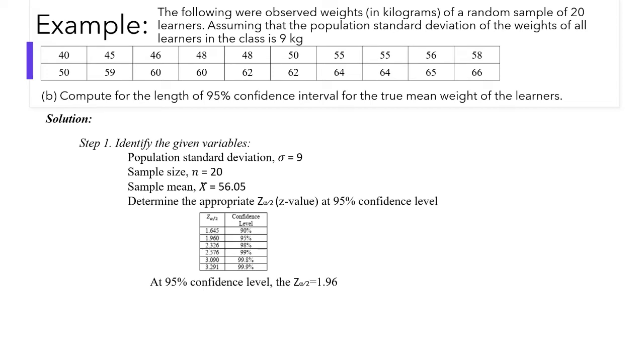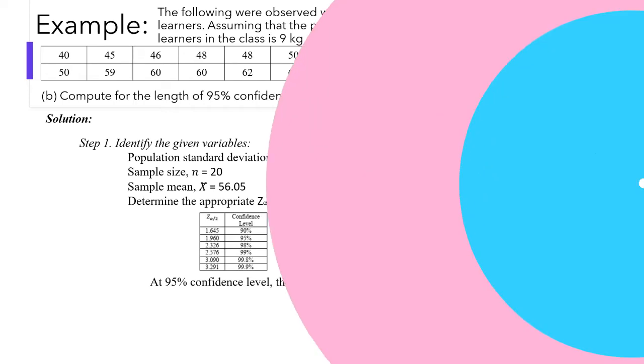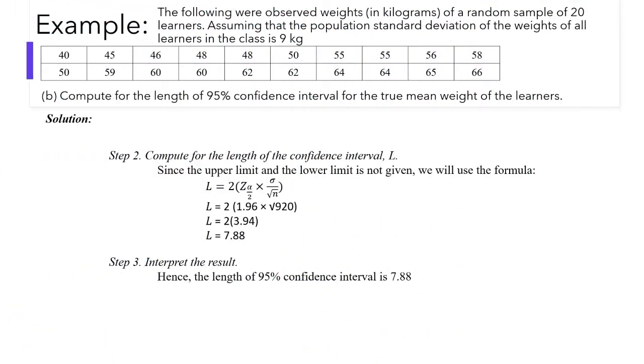Let's determine the appropriate Z alpha half, or the Z value, of the 95% confidence level. So using the table, we will look for the Z alpha half of the 95% confidence level, and that is 1.96.